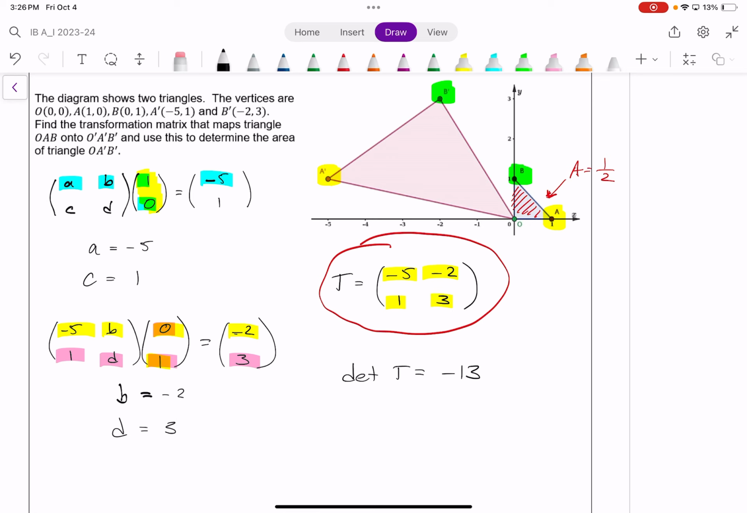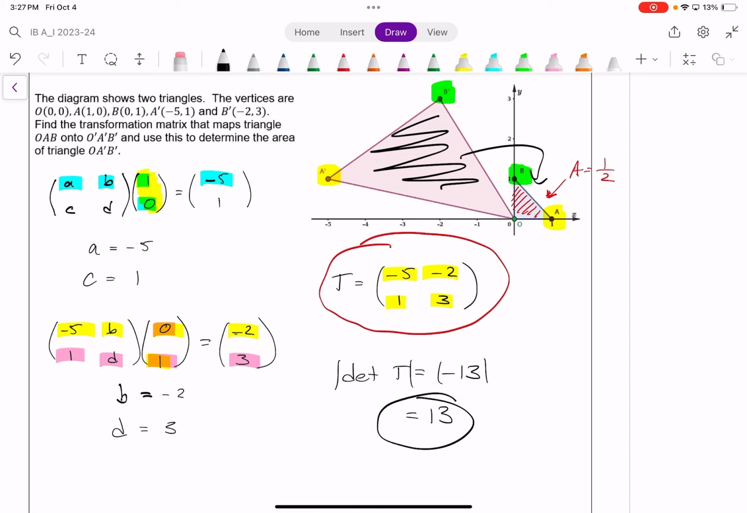And so the absolute value of the determinant, which in this case is +13, tells me the scale factor. This is my enlargement scale factor, which means the area of this is 13 times more than this. And I just realized I said one thing wrong. I said this is the enlargement scale factor. It's not. It's the scale factor for the area, which is a difference. The area is 13 times more than half. And so that means the area of this triangle here is 13 times a half, or 13 halves.